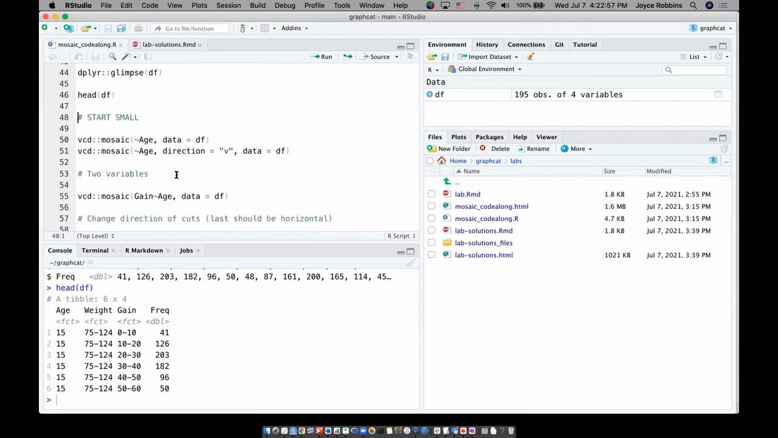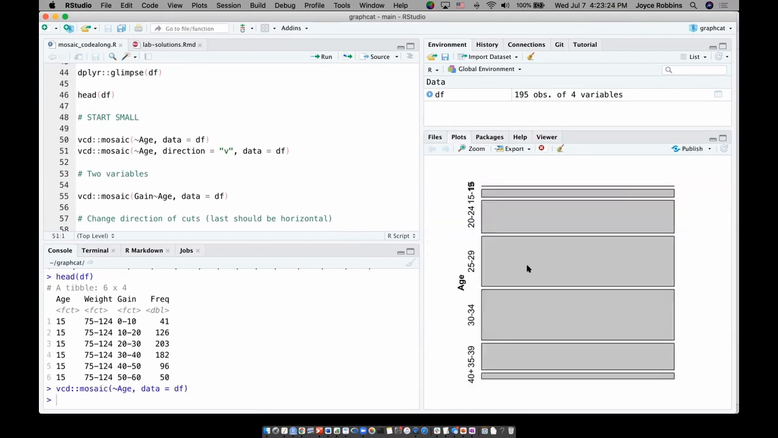As you work with mosaic plots, I encourage you to start small. Don't try to make a mosaic plot with four variables right off the bat. Start with one variable and then add. This is not just for learning purposes, but when I'm exploring data, this is how I do it. I look at one variable and then I start adding to it. So we can look at the age variable, and you see how we have these seven categories now that I've cleaned it up a little bit and made sure that they're all in the right order.